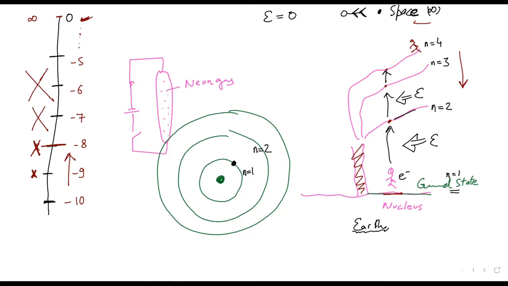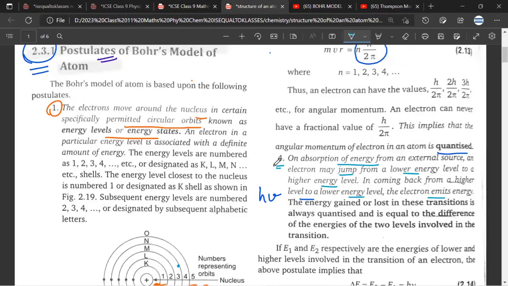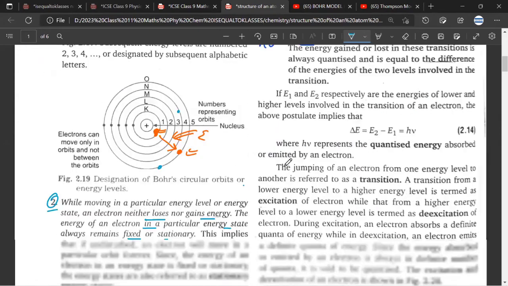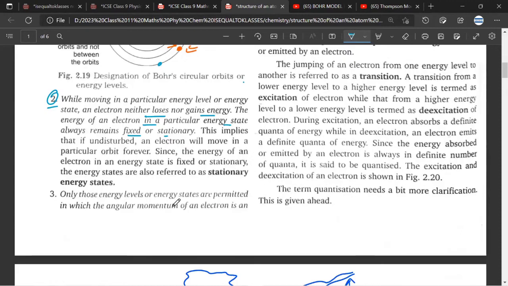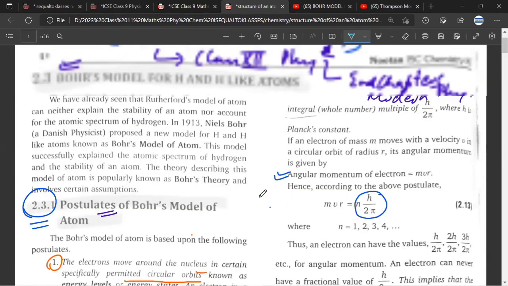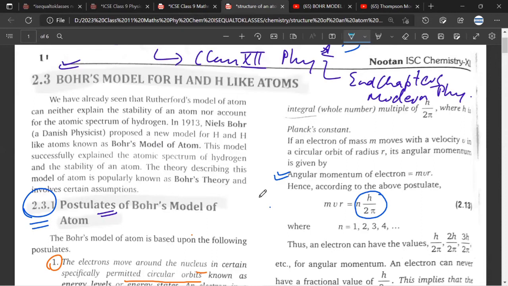So this is what Bohr tried to say in three postulates: postulates 1, 2, and 4. Now, this third postulate will be a bit confusing to you at this stage, but it's okay. It is not a problem. Do you remember what momentum is? What is the formula of momentum? Mass into velocity. In class 9 we studied p equals mv. This momentum is called the linear momentum.